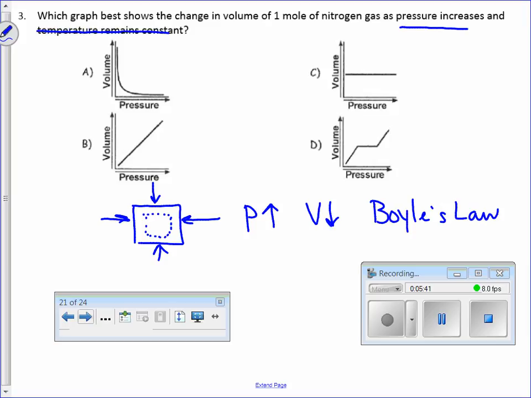So this is no change. This is a direct. This, you got no change, preceded and followed by a direct. That's just wrong. So this is your answer. As the pressure gets larger, the volume gets smaller and smaller. Okay? Pressure increases, volume decreases. So A is your answer.